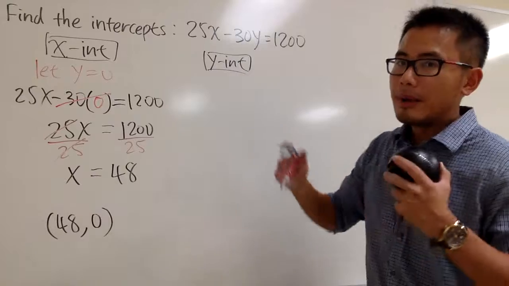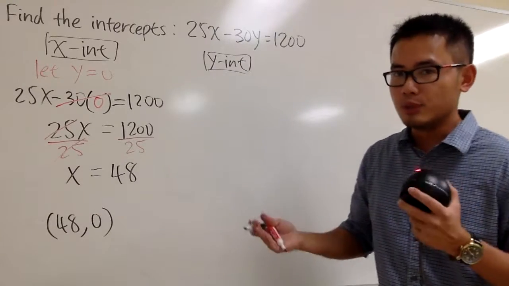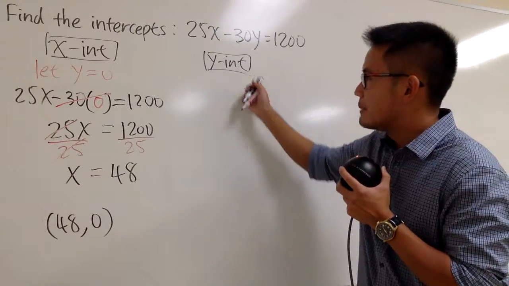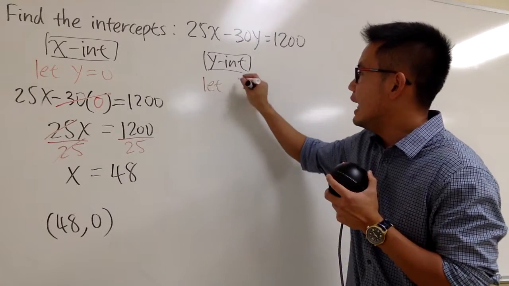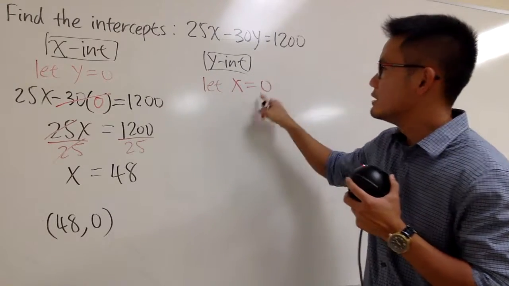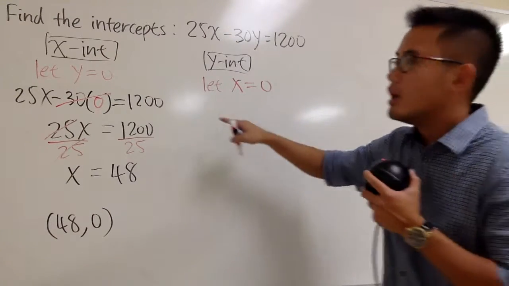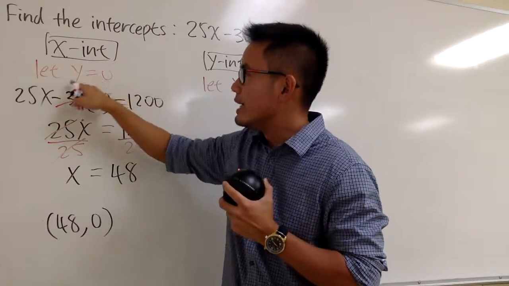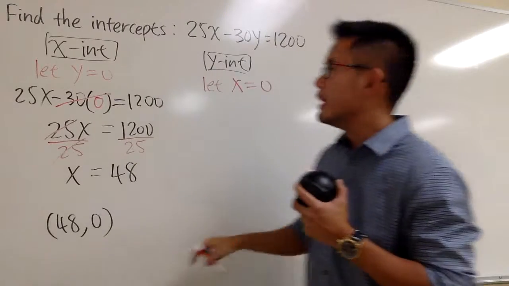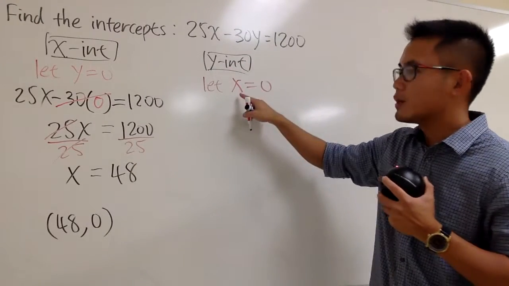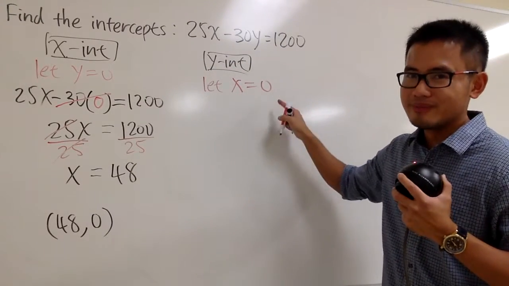Now let's do the y-intercept. It's very similar, but you have to make sure you know the first step really well. For the y-intercept, we are going to let x equal to 0. Okay? You have to remember this really carefully. For the x-intercept, we let y be 0, and for the y-intercept, we are going to let x equal to 0.